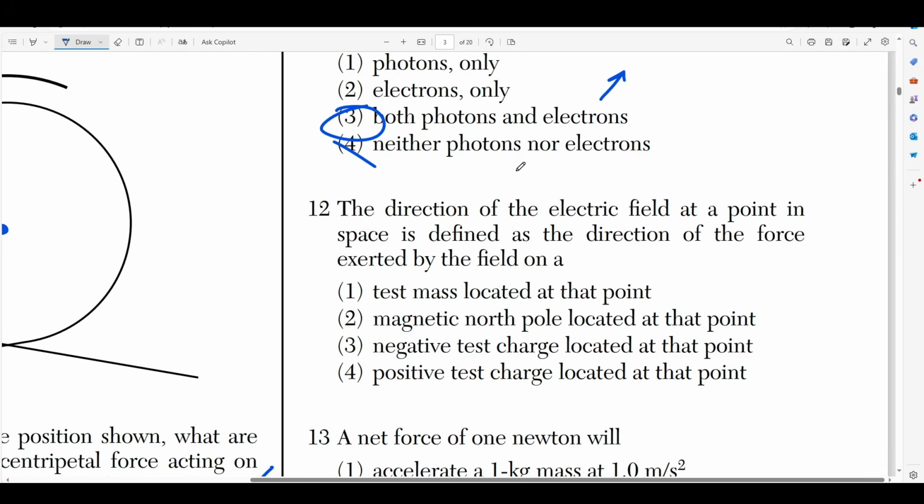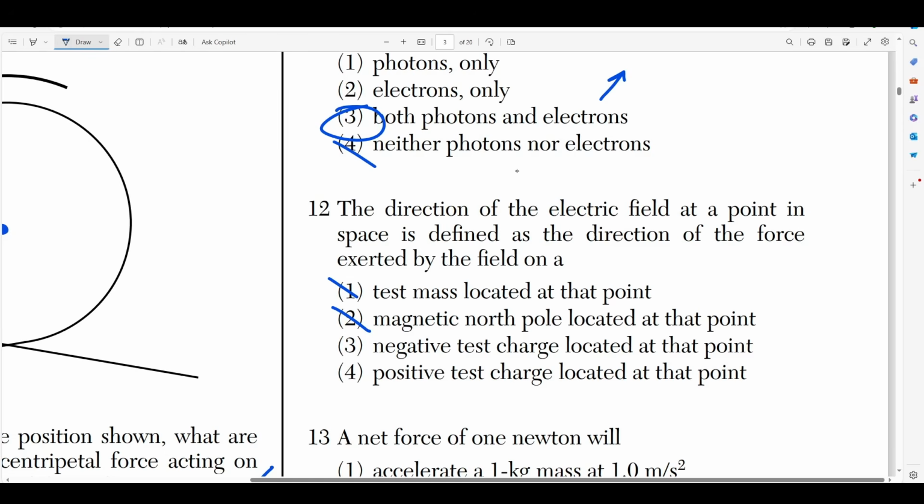Number 12 asks us, the direction of the electric field at a point in space is defined as the direction of the force exerted by the field onto a what? Well, whenever you want to test the direction of an electric field or the way that the force is applied, you need to use a test charge, right? So because you're using a test charge, choices 1 and 2 are automatically off the table because you don't use a test mass and you don't use a north pole, right?